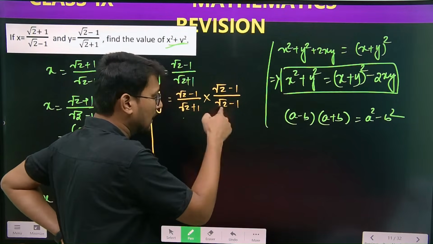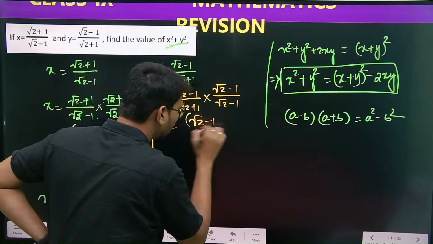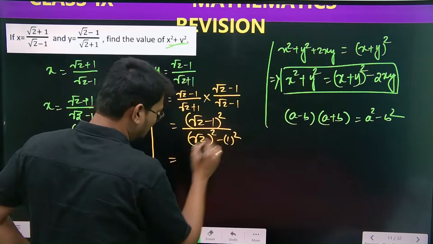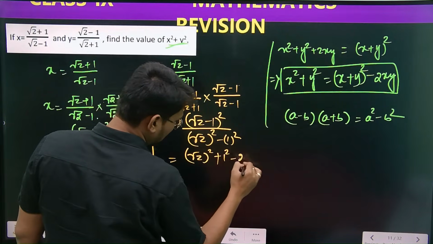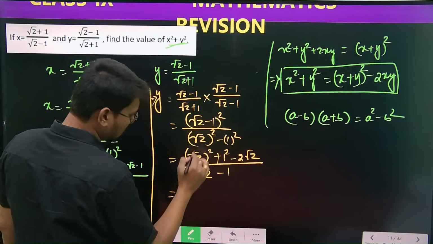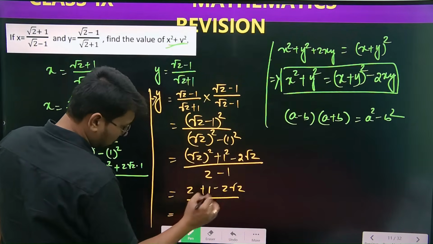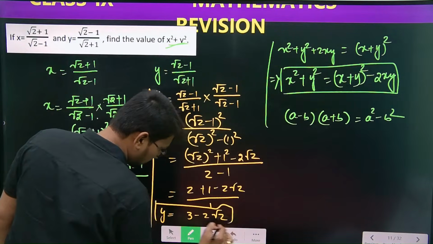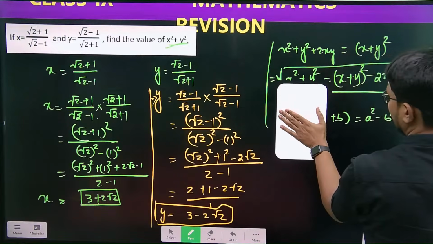What is the conjugate of root 2 plus 1? Root 2 minus 1. So we have multiplied both numerator and denominator. Hence it will become root 2 minus 1 whole square by root 2 square minus 1 square. What is the square of root 2 minus 1? Root 2 square plus 1 square minus 2 root 2, divided by root 2 square, which is 2, minus 1. So root 2 square is 2, plus 1 minus 2 root 2, divided by 1. Hence 2 plus 1 is 3 minus 2 root 2. This is the y value. Now I hope you have written this one.